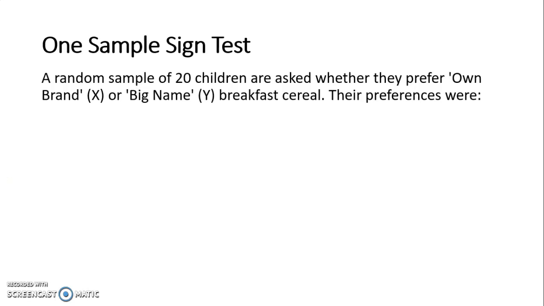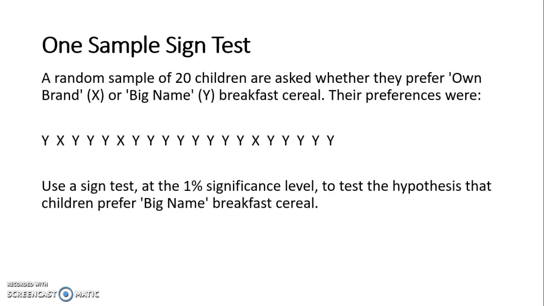This is the second example for the one sample sign test. Let's take a look at the question. A random sample of 20 children are asked whether they prefer own brand, which has been labelled X, or big name, which has been labelled Y, breakfast cereal. And then we have a list of preferences. Using a sign test at the 1% significance level, test the hypothesis that the children prefer big name breakfast cereal.